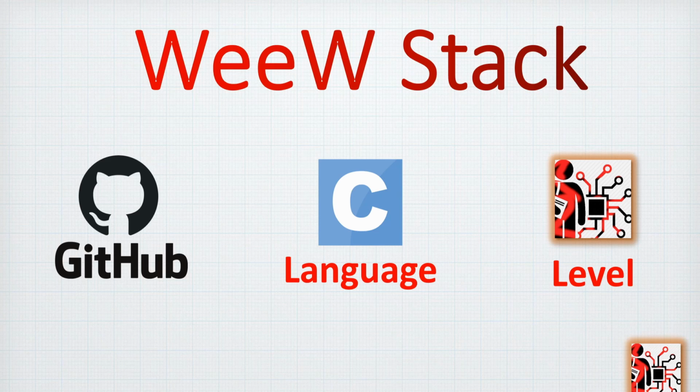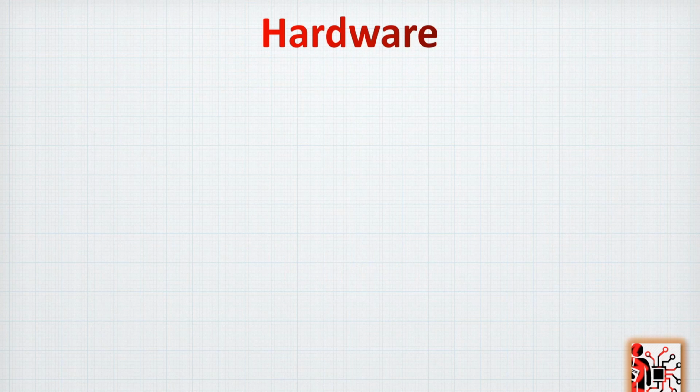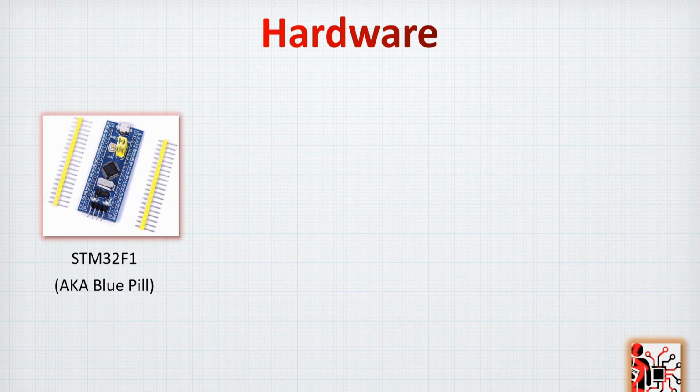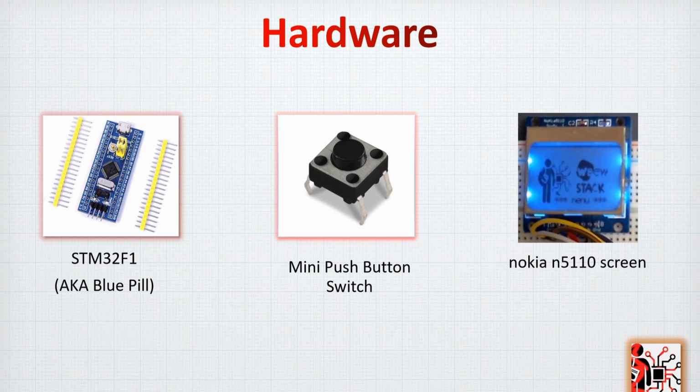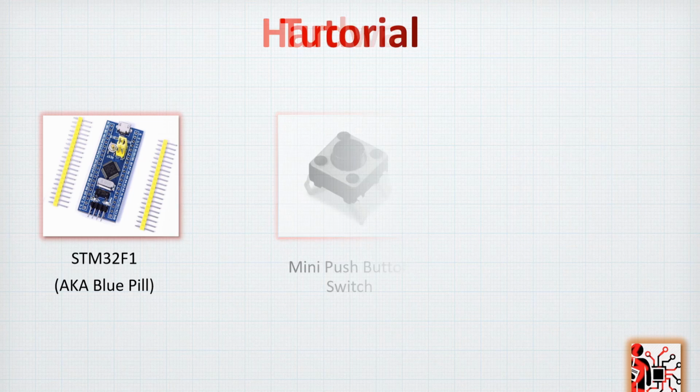Okay, the hardware that we are going to use in this tutorial will be obviously the STM32F1, aka Blue Pill, then a mini push button or switch. We will use two, one for the reset and another one for start stop. And finally, we are going to use the Nokia N5110 screen to show the stopwatch.